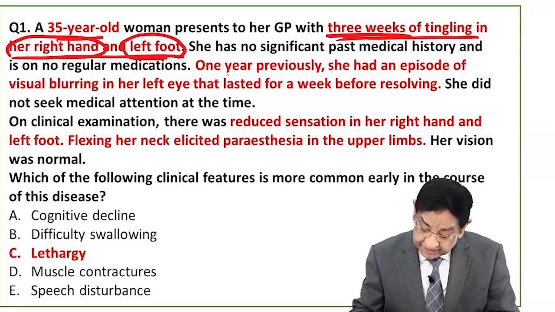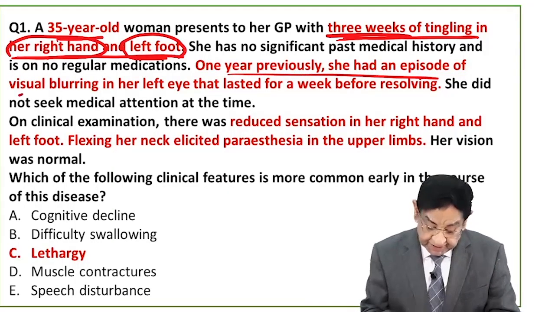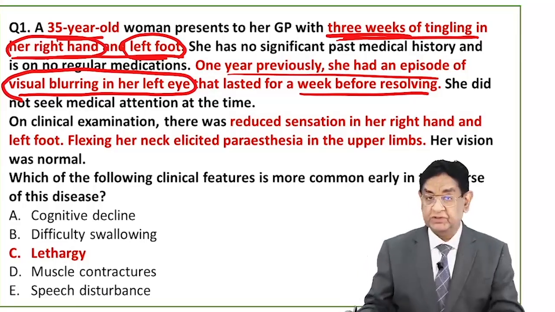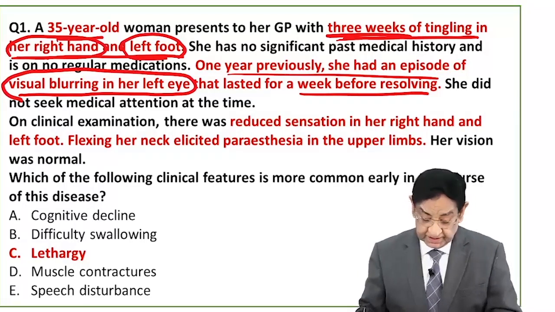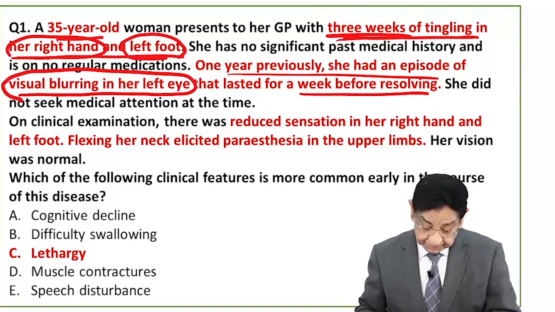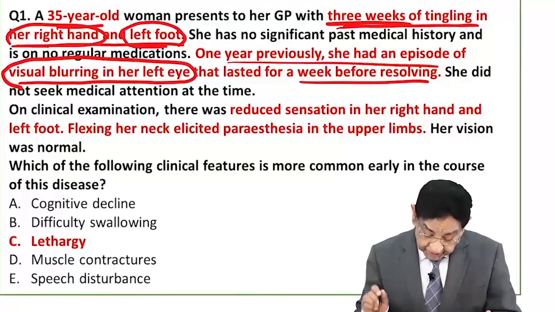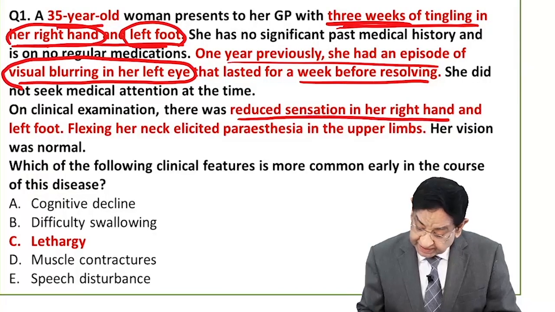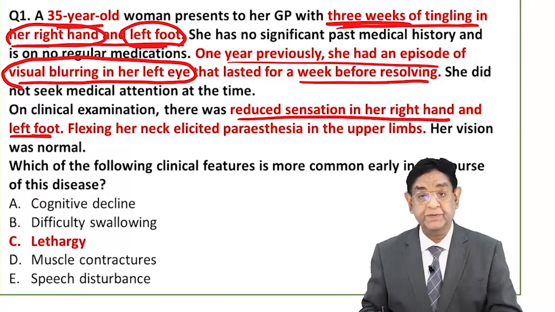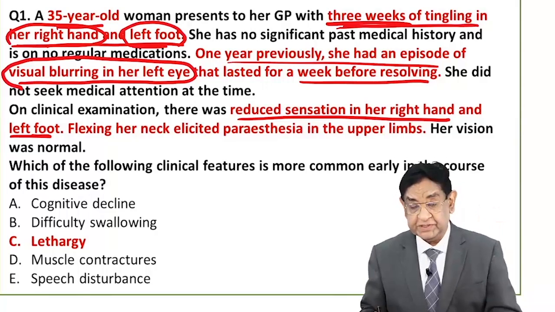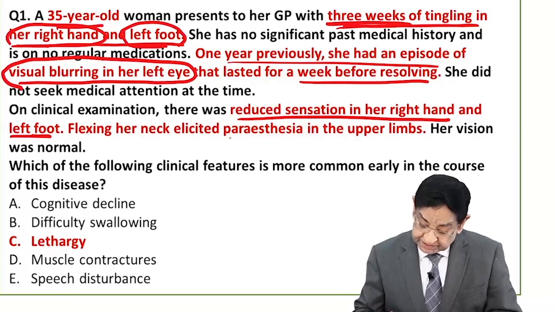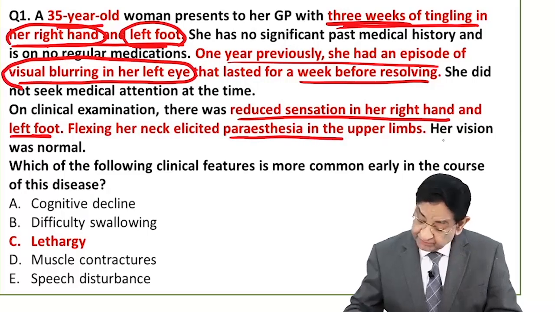She had, 1 year back, an episode of blurring of vision in her left eye that lasted for a week and it resolved automatically. Blurring of vision. Now, when you examine the patient now, you are finding reduced sensation in the right hand and the left foot. The point for which she came, we are finding less sensation, paresthesias, but vision is normal.